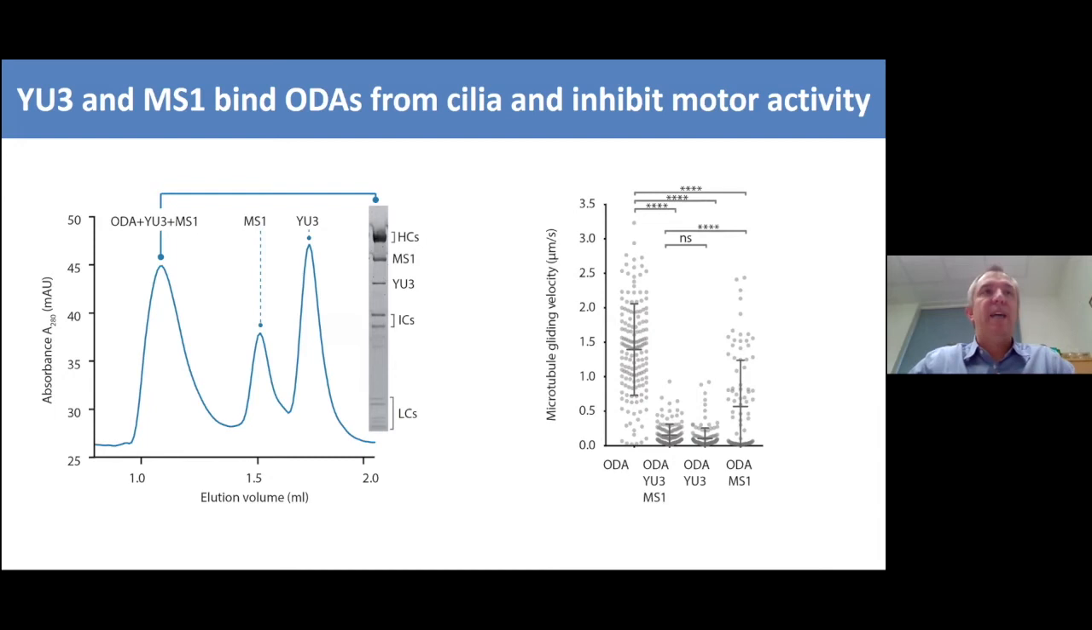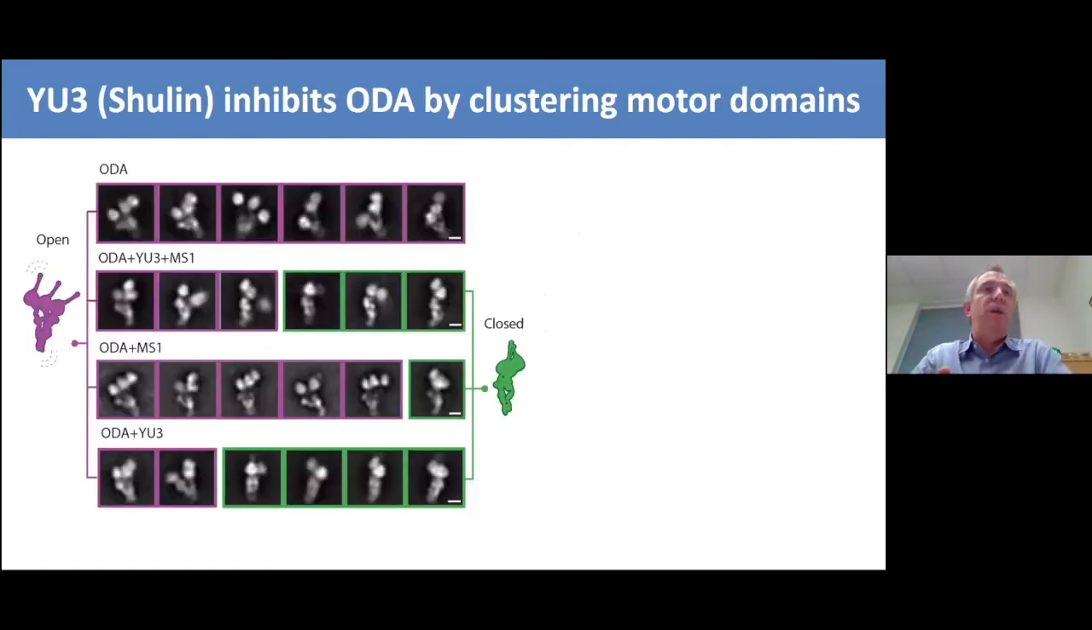But what we wanted to do next was to ask how they were having this inhibitory effect. And so what we did is took the complexes that were made and looked at them by negative stain electron microscopy, where you can collect lots and lots of images, average them together, and start sorting particles into different conformations. And when we did that with the ODA, the dynein on its own, you can see that you always get 3 different motor domains visible in these averages, these small classes. So they're in this very open conformation.